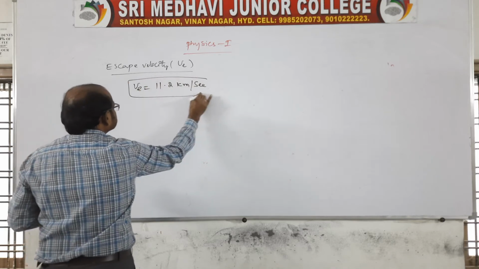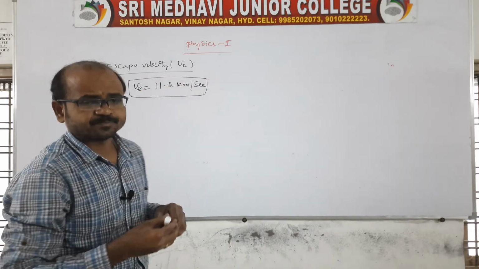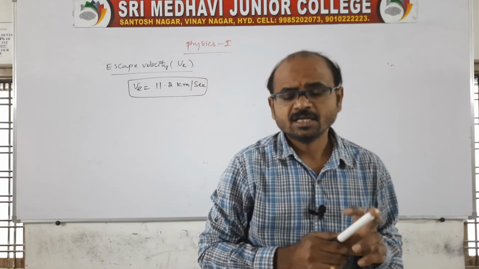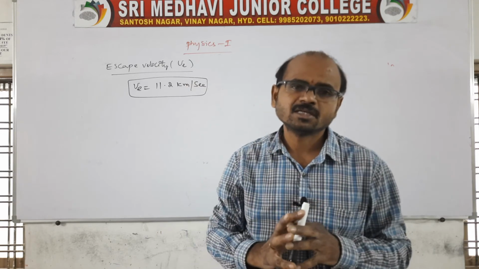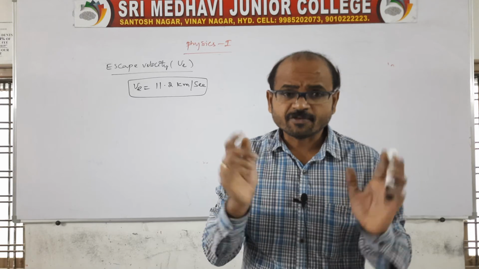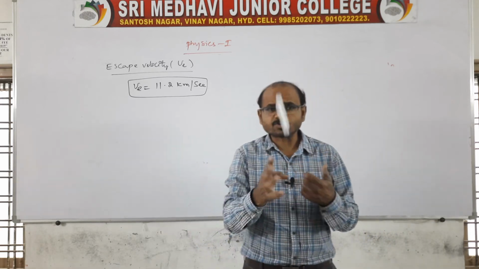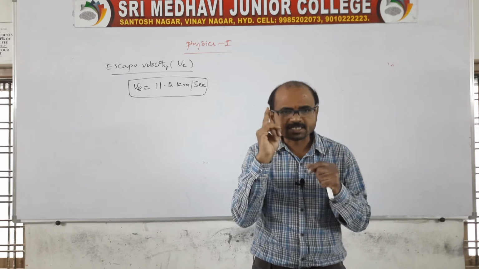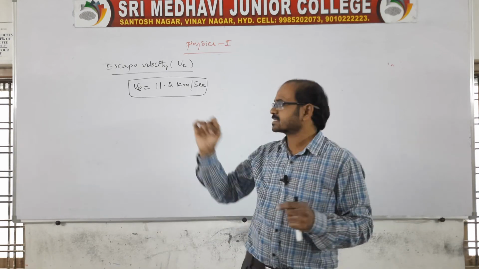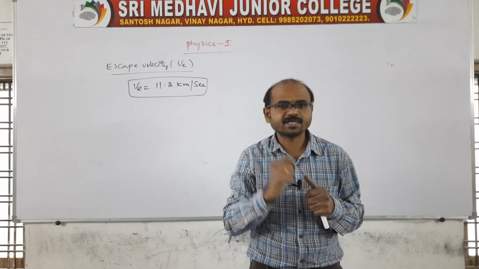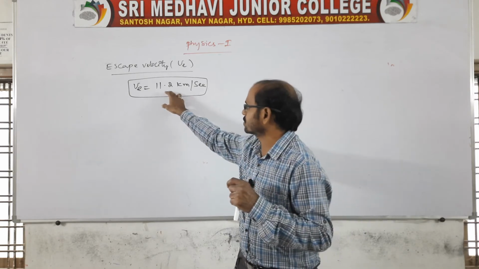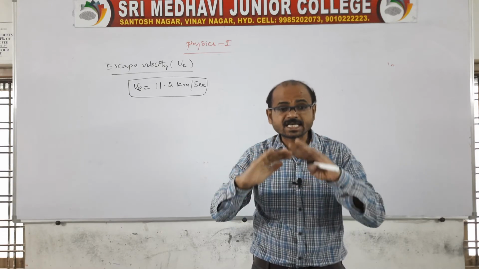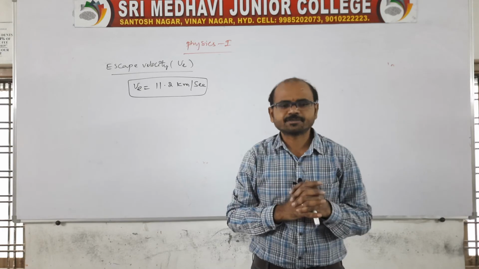See, if the body is projected with velocity equal to 11.2 kilometer per second, then the body escapes; equal or greater. If less, it does not. If it is projected with 11.2 kilometer per second, the body will never come back, and it escapes from our field to the universal gravitational field.